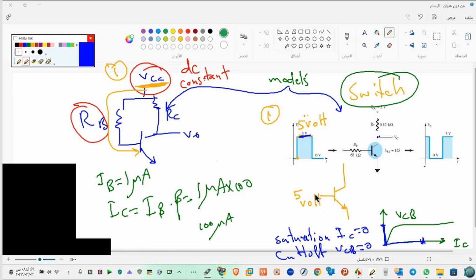Here I have 5 volt. What about this transistor? How will this transistor work? IC is 0. That means no current here. Let's focus on IC equals 0. That means no current, so if you want, this one is off. What does that mean? IC from up here is 0.